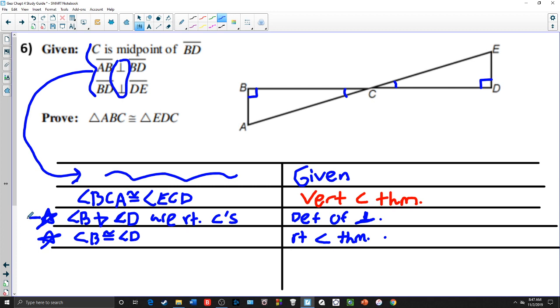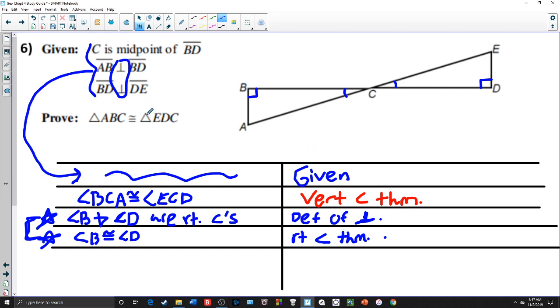So these two usually go back to back in most proofs. If you see a perpendicular symbol, you're probably going to use this in some way. Not every time, but in like 90% of the cases, you're going to be using this back to back. Right angles first, then congruent. Definition of perpendicular first, and right angle theorem second.